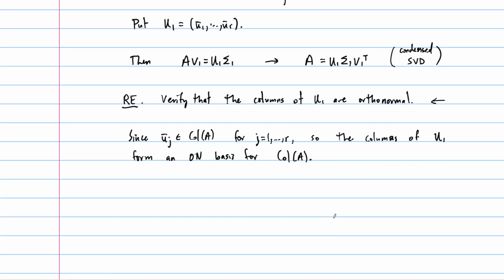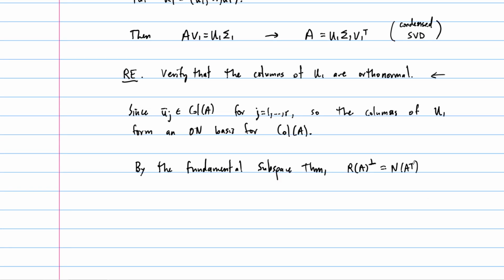Well, now if we remember our fundamental subspace theorem, remember that the orthogonal complement of the column space is the null space of A transpose. So there's where the transpose comes in. And so this tells us exactly how to compute the remaining columns. We need an orthonormal basis for the null space of A transpose.